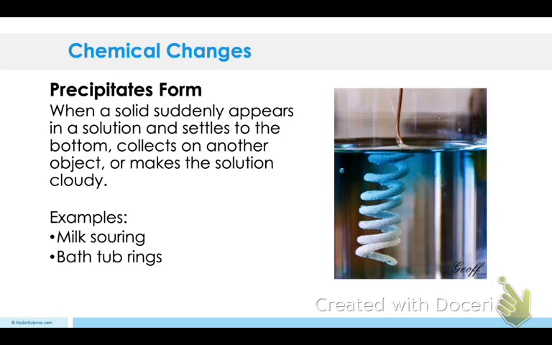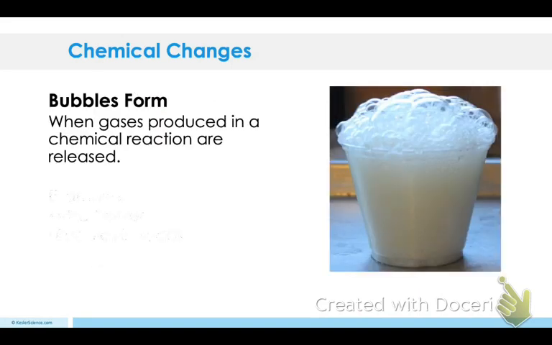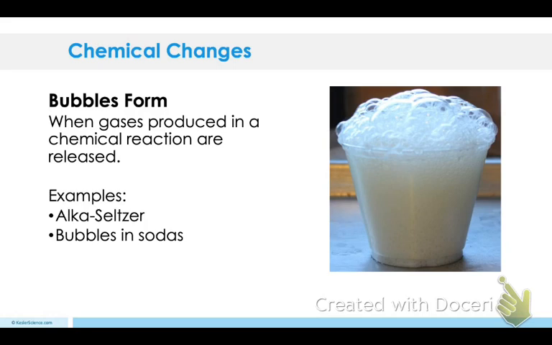Next one, precipitates form. This is when a solid suddenly appears in a solution and settles to the bottom, collects on another object, or makes the solution cloudy. Examples are milk souring or bathtub rings. Bubble forming is another one. When gases are produced, that is an example of a chemical reaction. Examples are Alka-Seltzer tablets and bubbles in soda.